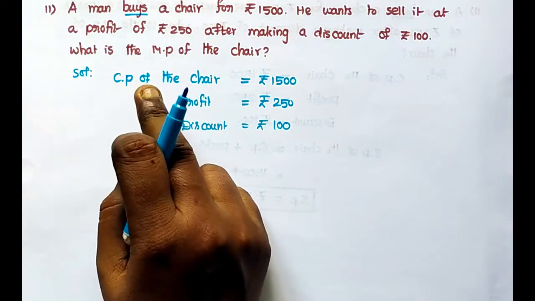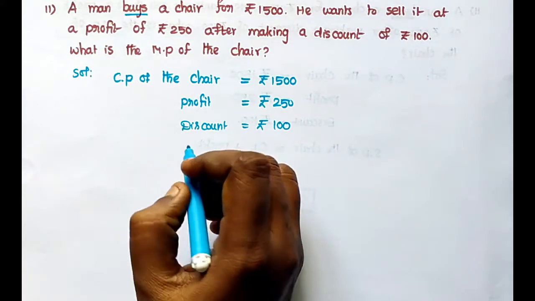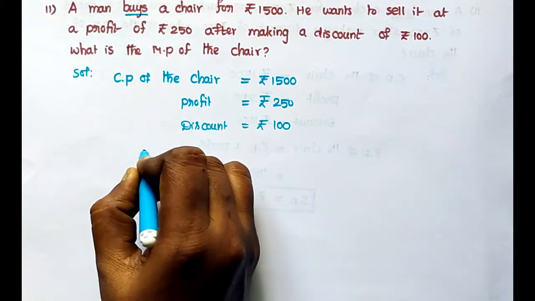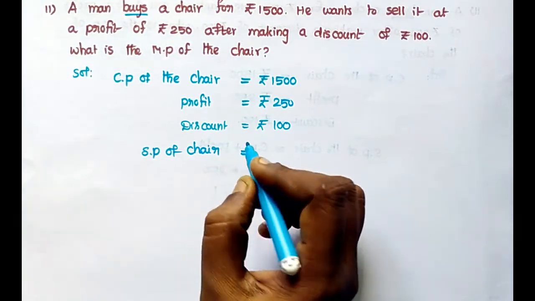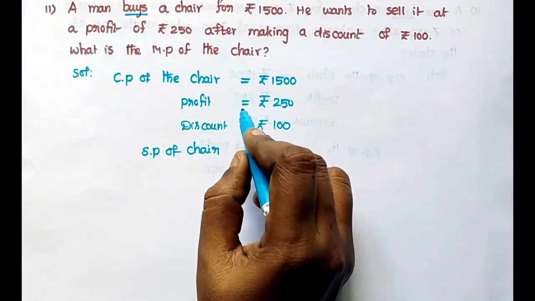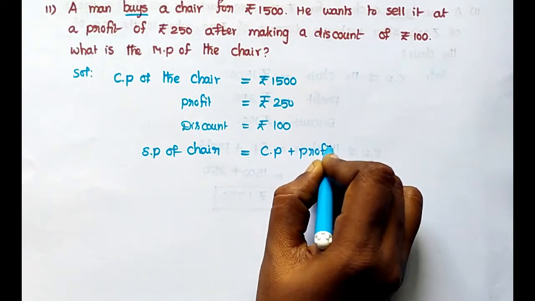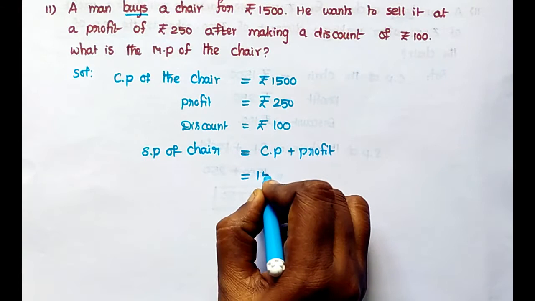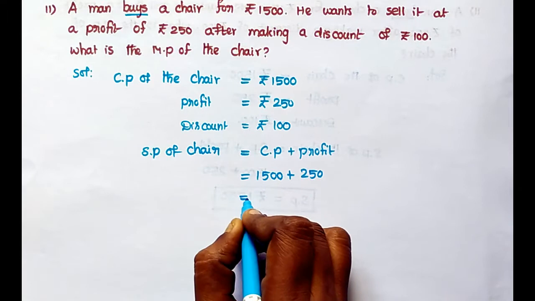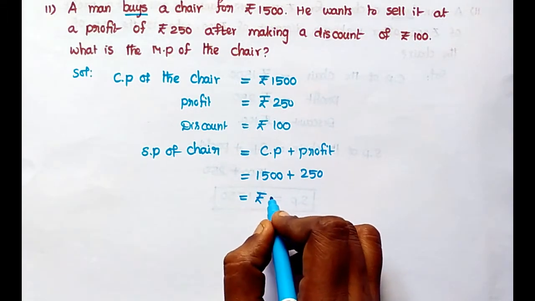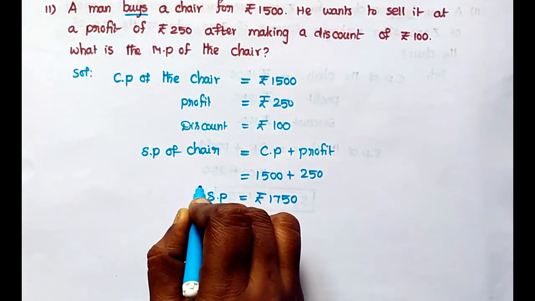Now he wants to find out the mark price of the chair. To find the mark price, first we have to find out the selling price. So what is selling price? If they give cost price and profit, that means cost price plus profit. So cost price is 1500 plus profit 250. So totally selling price is 1750 rupees. That is selling price.